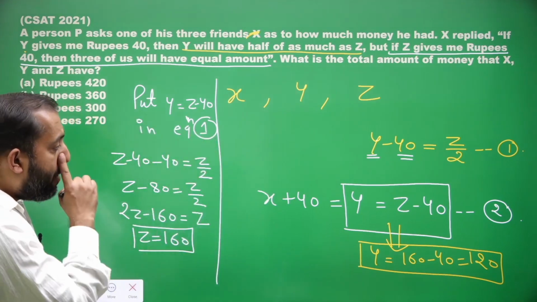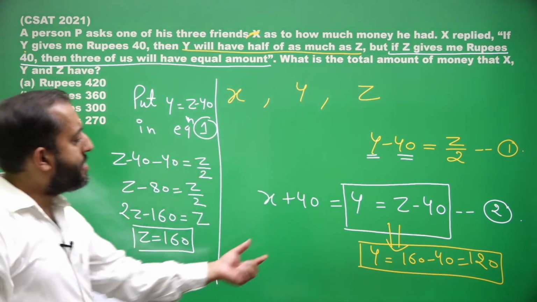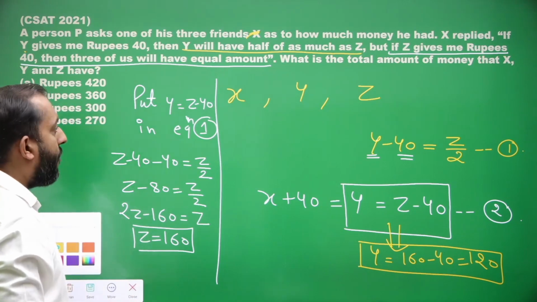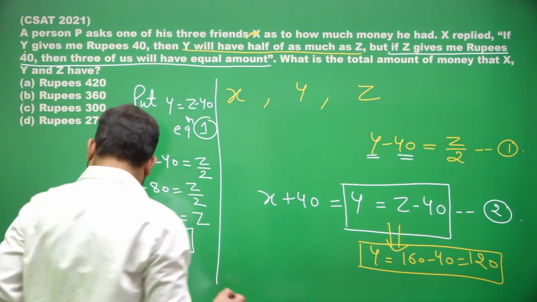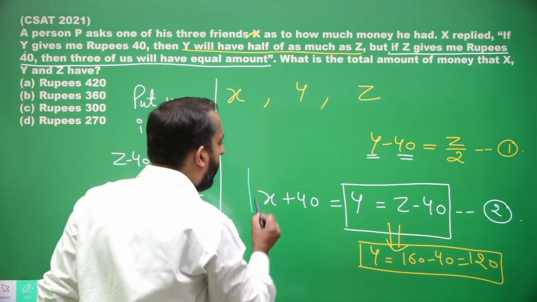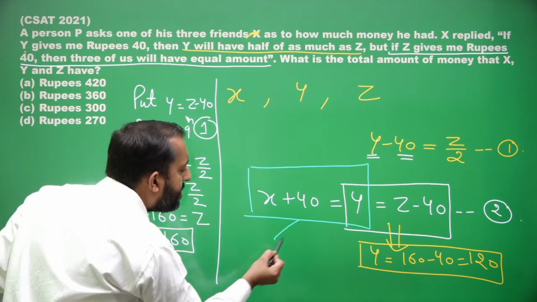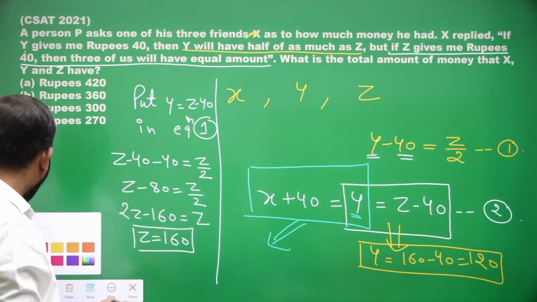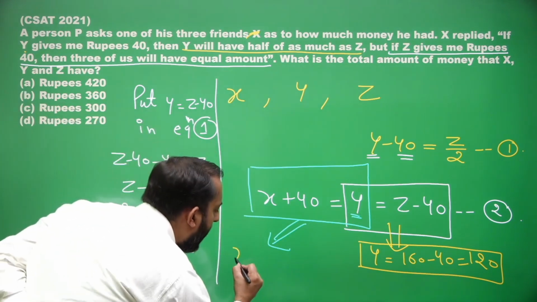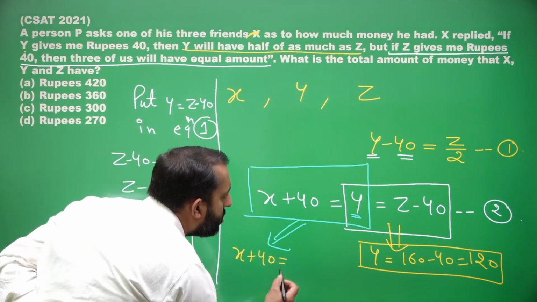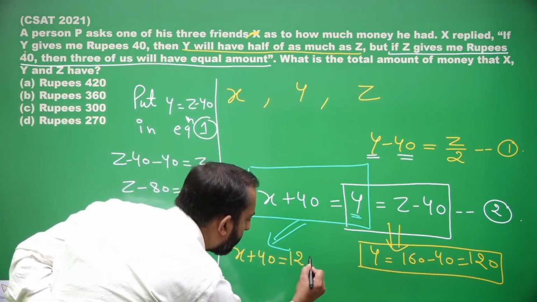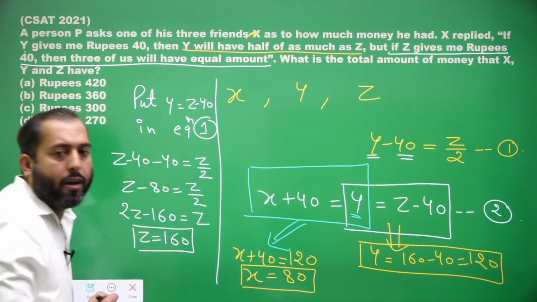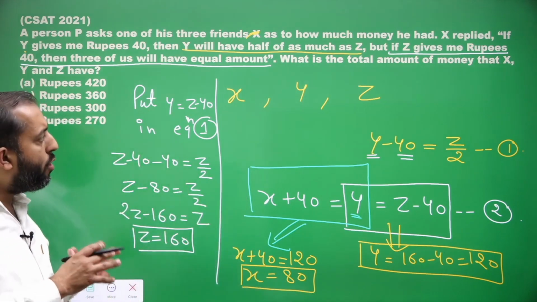Okay. Y will be what? 160 minus, because Z is what? Z is 160. So 160 minus 40 is 120. Now, finally, using this part, Y is equal to X plus 40. This part of equation 2, we can say X plus 40 is equal to Y, which is 120. So X from here comes out to be equal to 80. What is X? X comes out to be equal to 80.